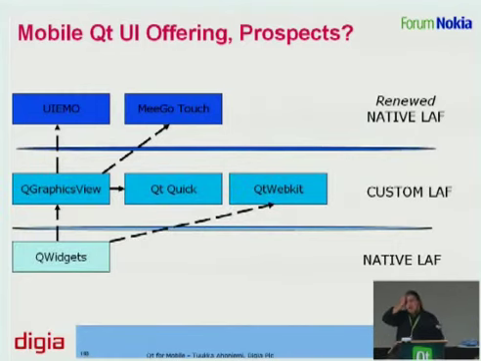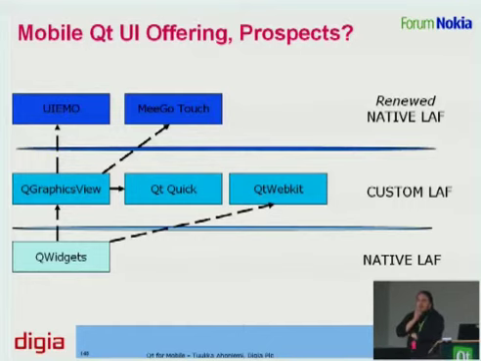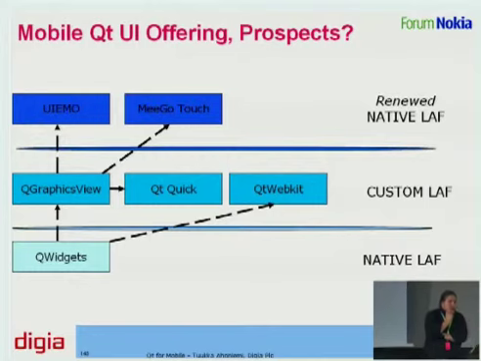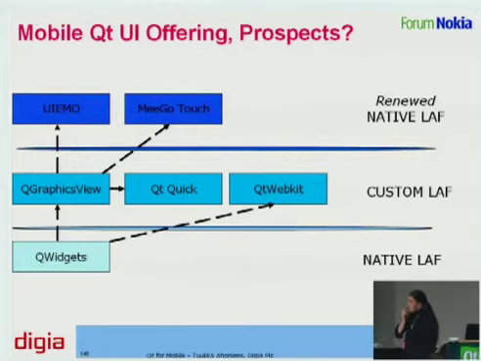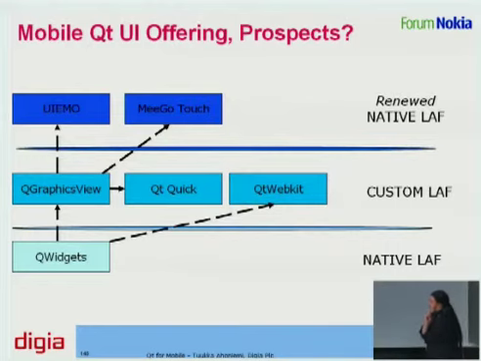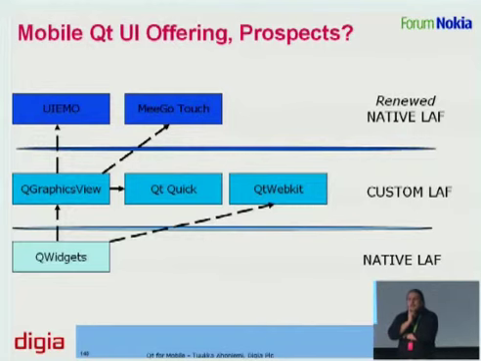In Symbian 4 and in MeeGo, there are going to be new user interface frameworks, or user experience frameworks, called UIEMO, which is UI extensions for mobile, and MeeGo Touch. And both of these, just like Qt Quick, are built on top of Qt Graphics View. So MeeGo Touch and UIEMO are actually just a set of widgets. They're a new set of classes and a framework built on top of Qt Graphics View.